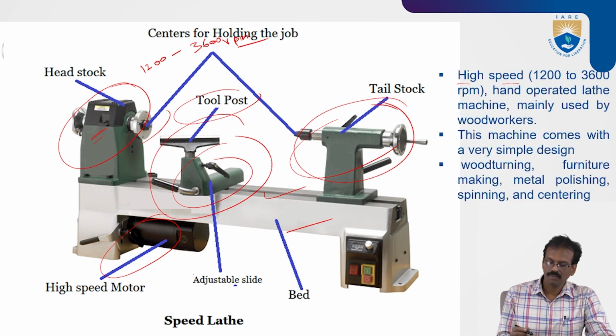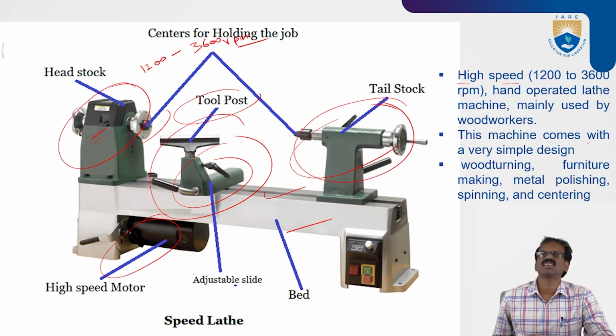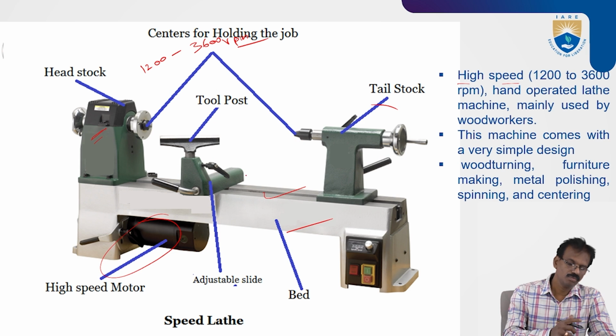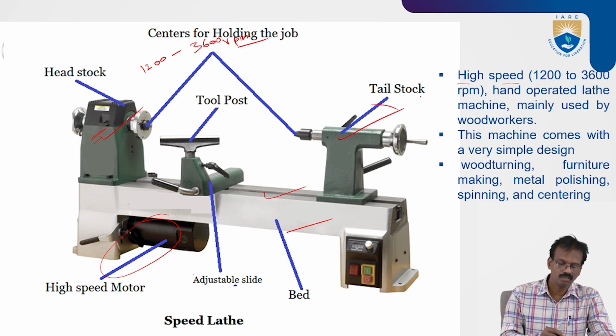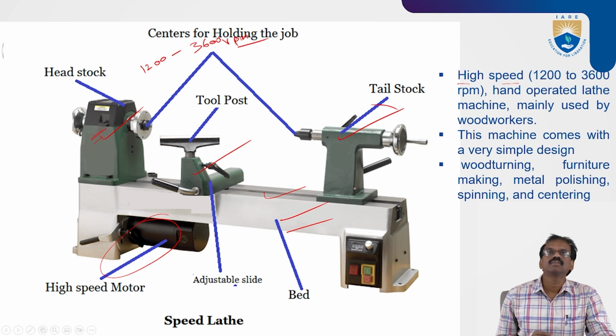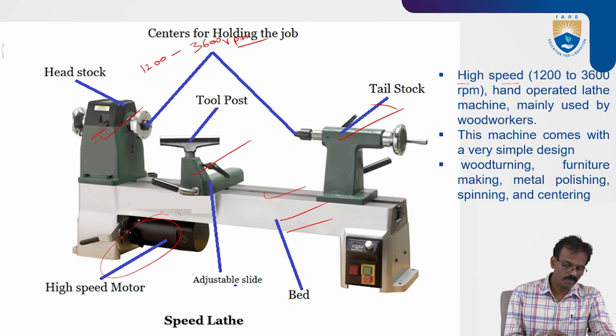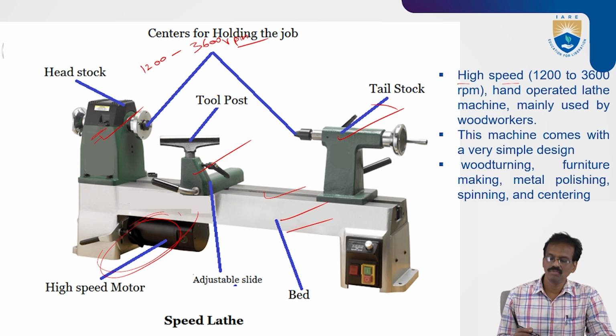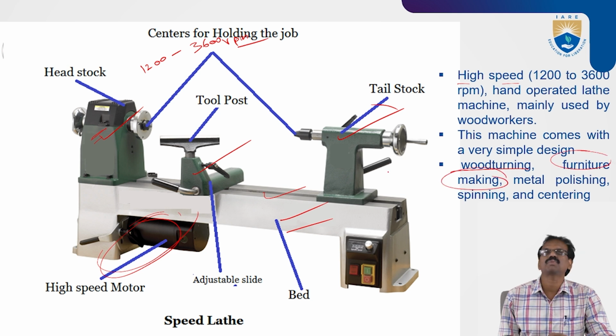So next we'll see this machine, which comes with a very simple design. We already discussed this one. It has a headstock, tailstock, tool post, and a bed with legs, with a high speed motor. Very simple design. So it is mainly used for wood turning operations and furniture making purposes.